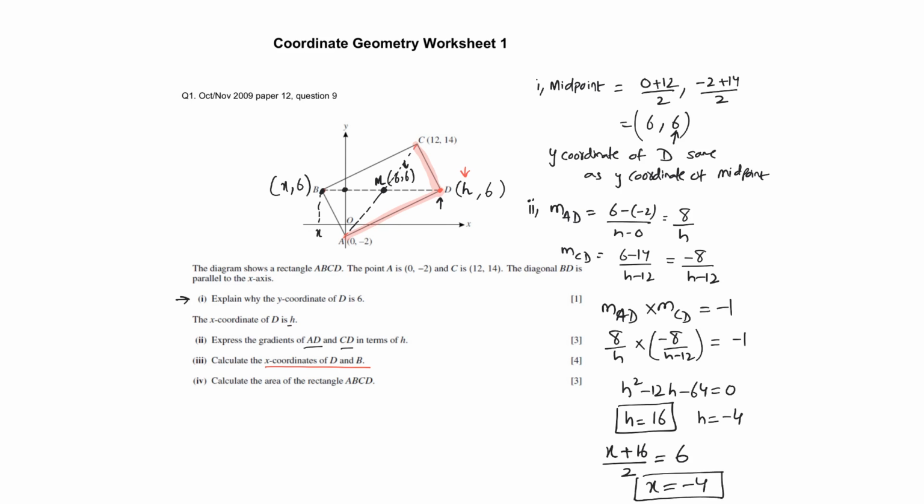In the last part, you have been asked to calculate the area of rectangle ABCD. What you can do is find the length AD and the length CD and multiply them, because it's a rectangle. Or, when you know all four coordinates, you can use the shoelace formula as well. But the convenient way in this case would be to calculate the length of AD.